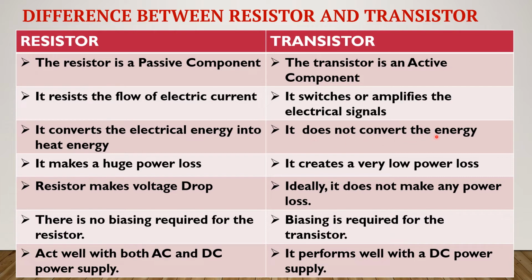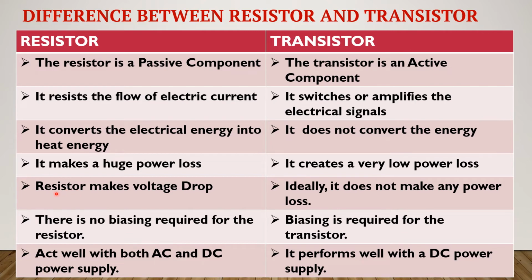Let's see, the transistor does not convert the energy. That means it does not convert electrical energy to any other energies. The resistor makes huge power loss. Why it makes huge power loss means we know power is directly proportional to the product of voltage and current. Here voltage drop occurs at the resistor. So voltage drop occurs means voltage decreases. That means power also decreases. So the resistor makes huge power loss, and the transistor creates very low power loss because there is no voltage drop, so it is having very low power loss.